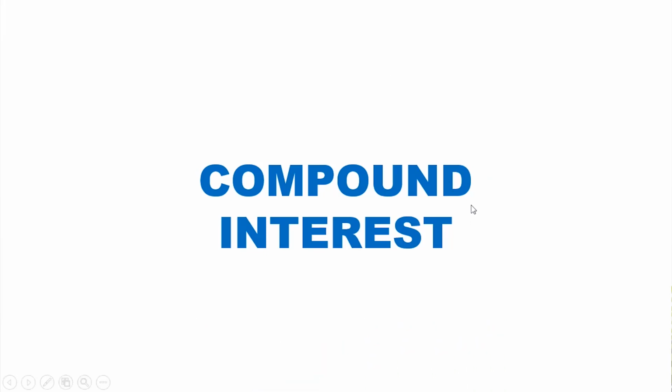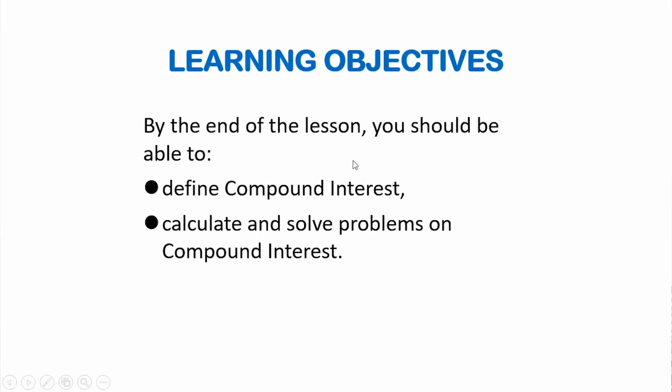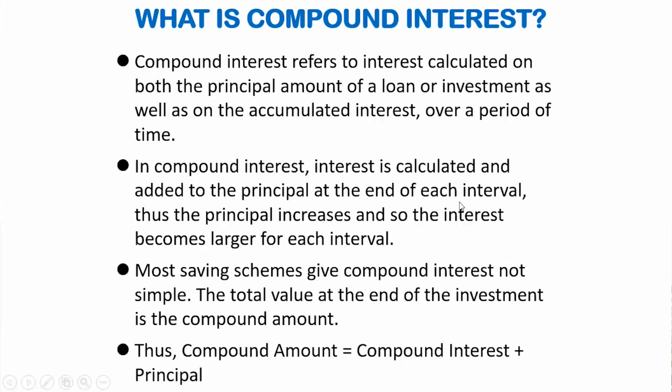So let's look at our learning objectives for today, or for this particular topic. By the end of the lesson, you should be able to define compound interest. You should also be able to calculate and solve problems on compound interest. So these are basically the two objectives that we want to achieve by the end of this class. All right, so what is compound interest?